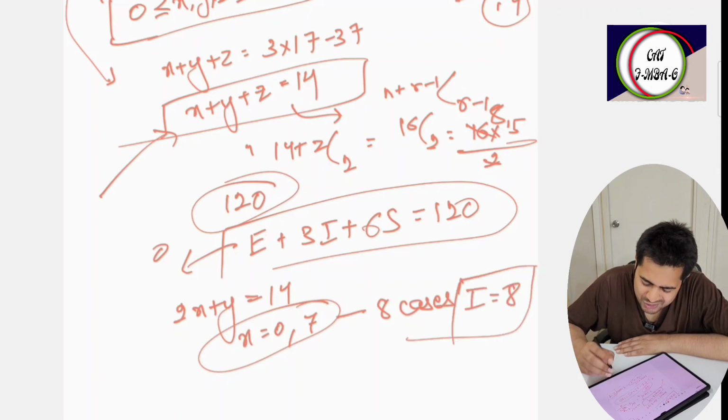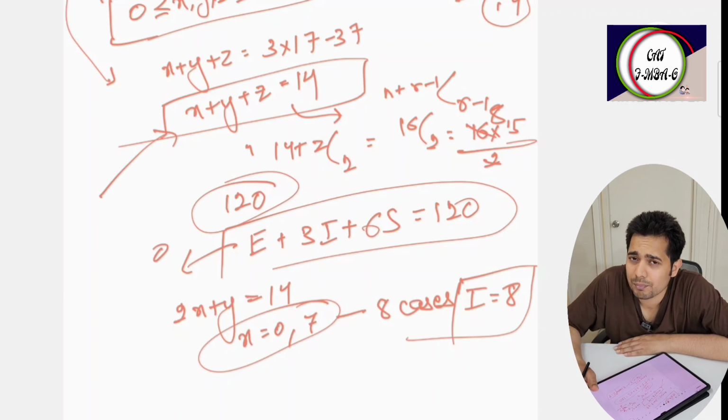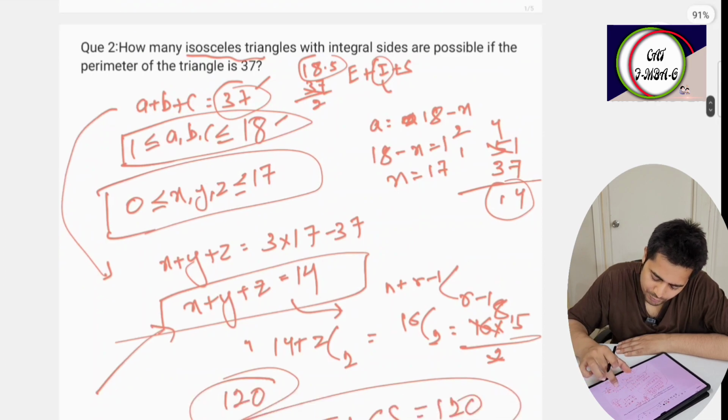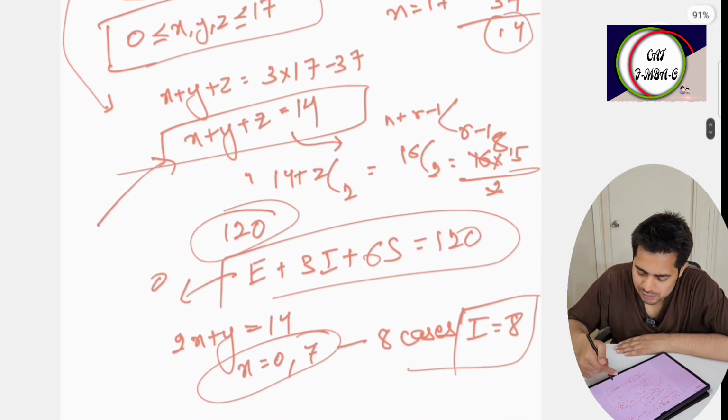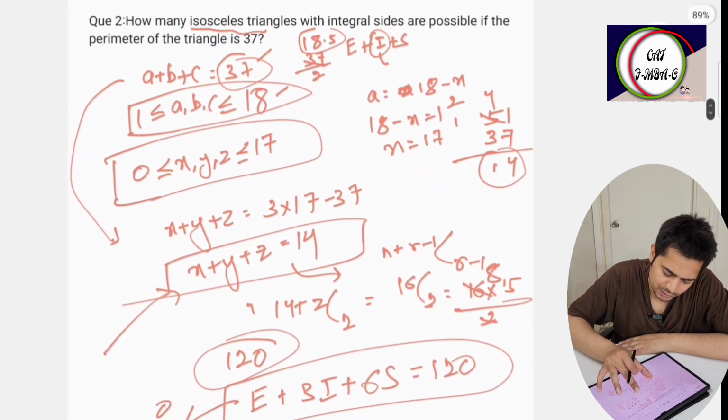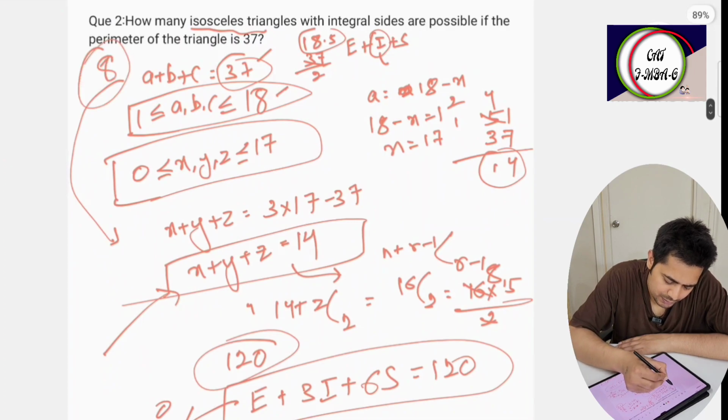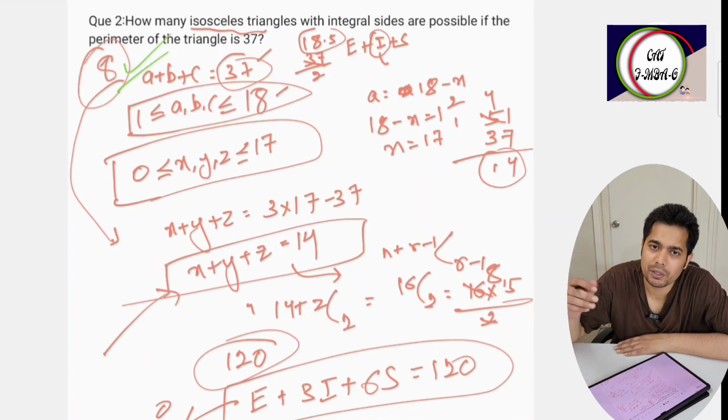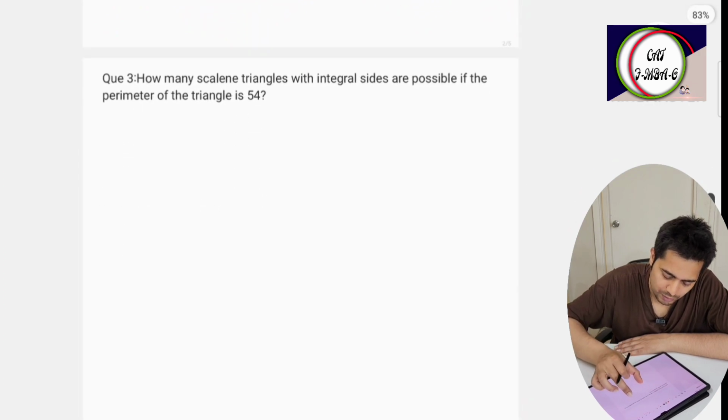And this I does not contain an equilateral triangle because E is already 0. So here we do not have to find E plus I plus S. I we have to find out. So for isosceles, the answer is going to be 8. This is the right answer. Simple. Let's see another question.